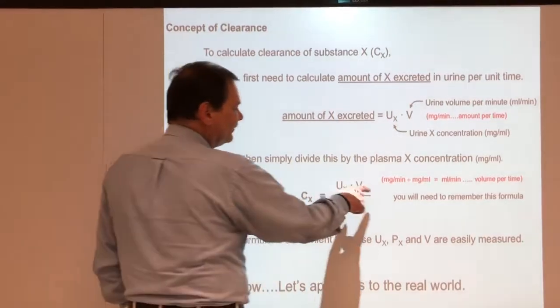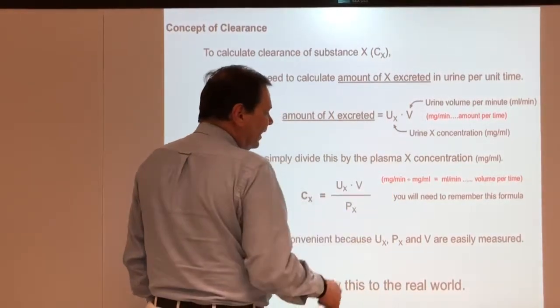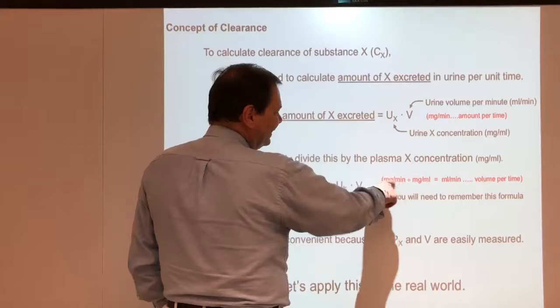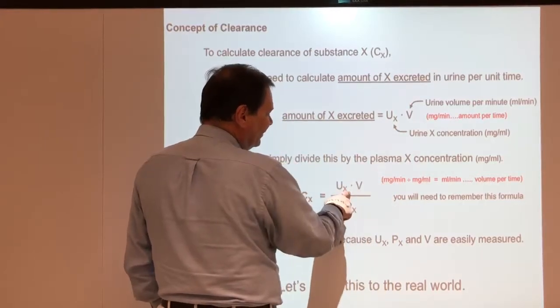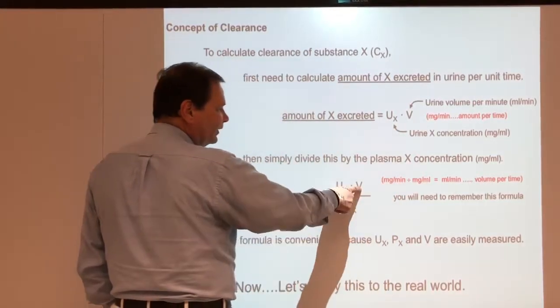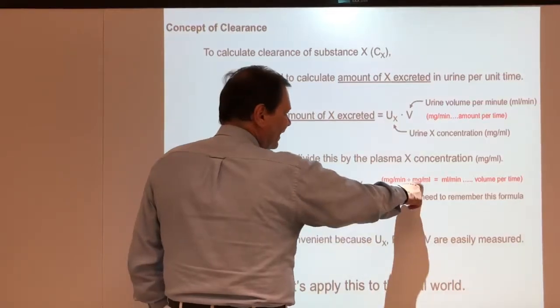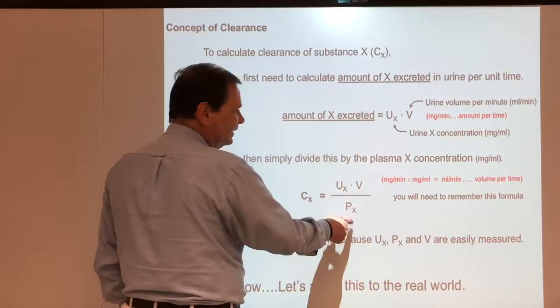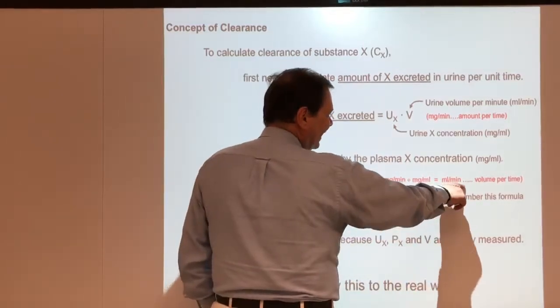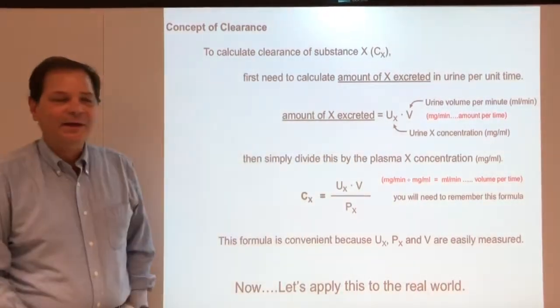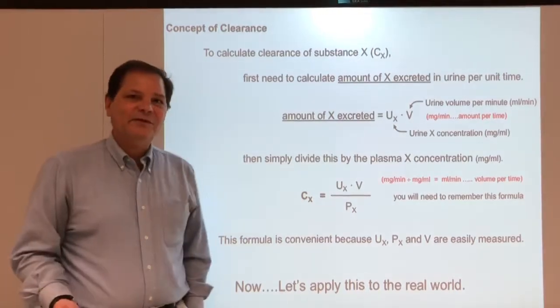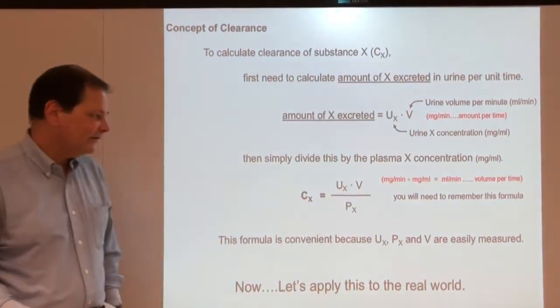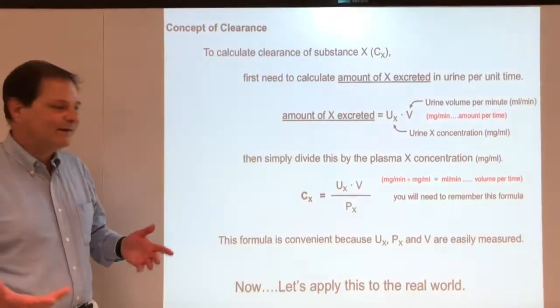So we have milligrams per minute of X in the numerator here, the urinary concentration times the volume per minute, and we divide that by milligrams per mil. That would be our plasma concentration, and that gives us milliliters of plasma per minute, or the volume per unit of time that you have cleared of substance X. And that's how you calculate this.